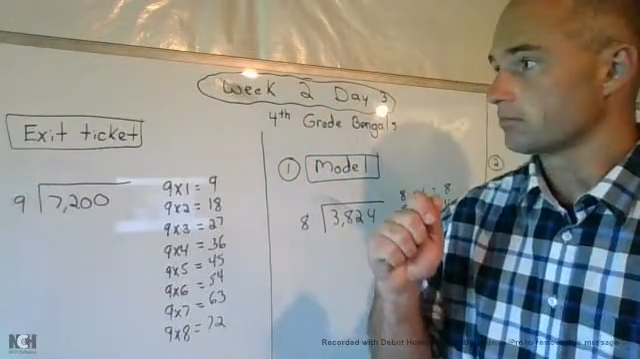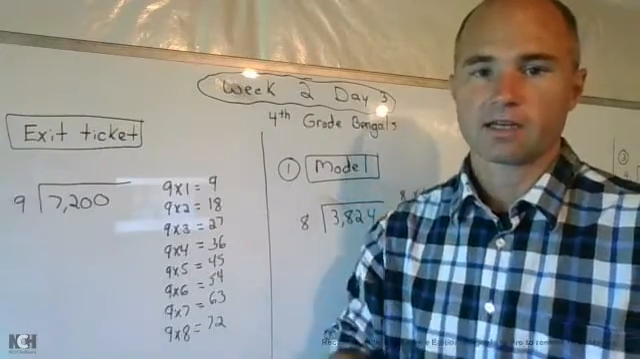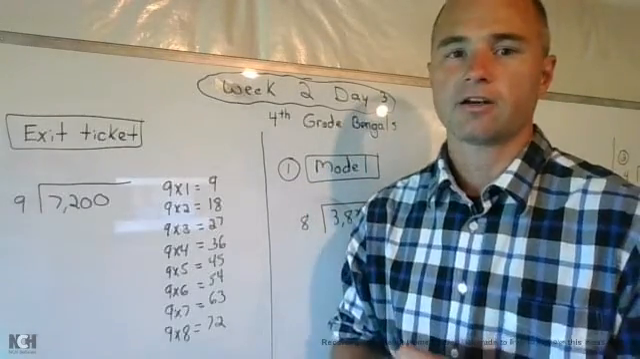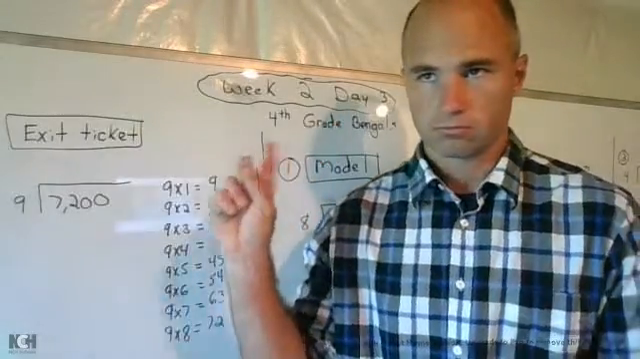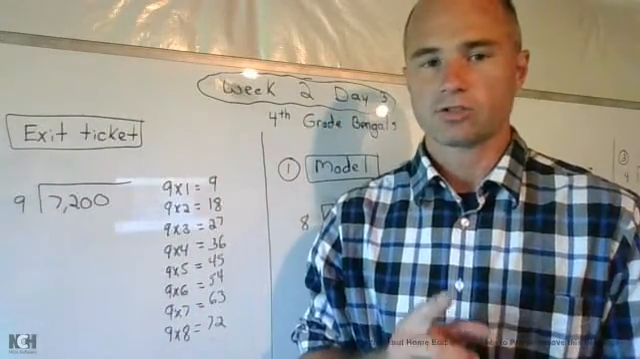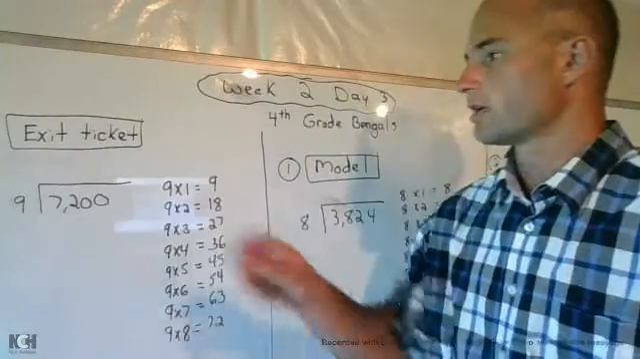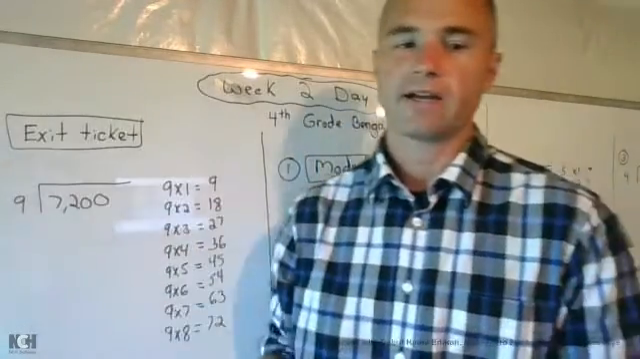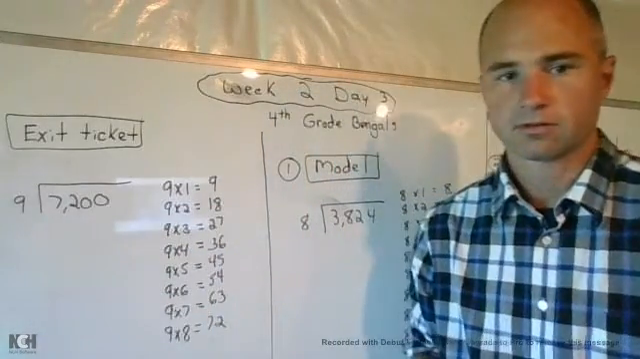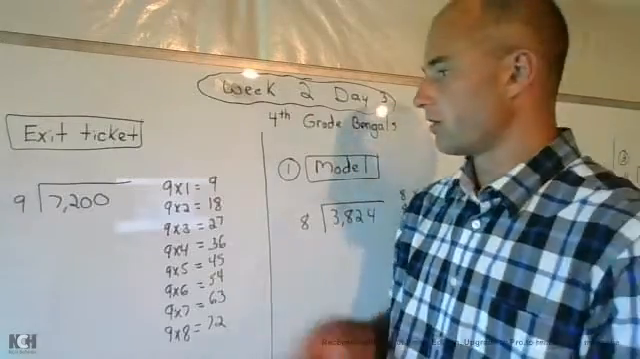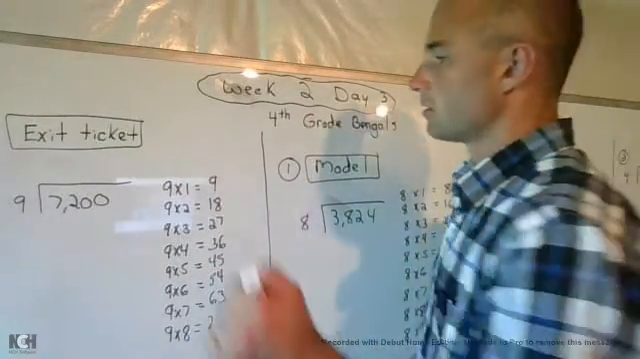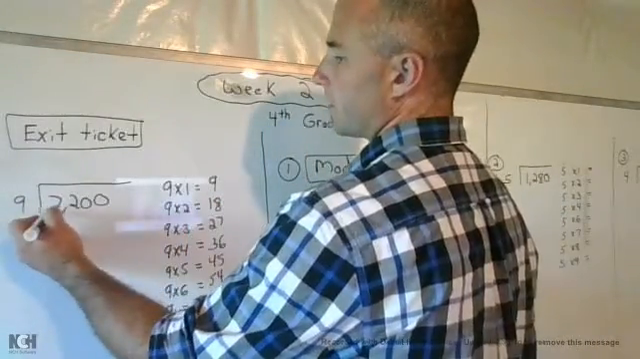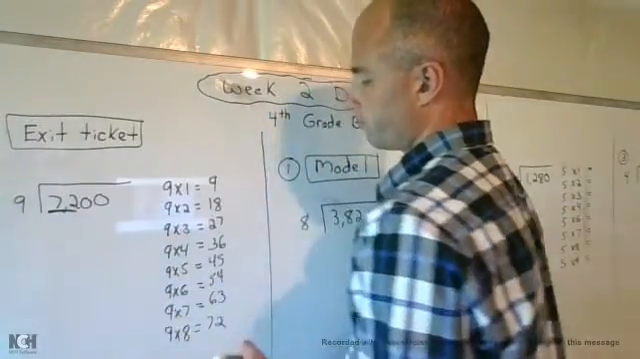So, let's get a head start on our exit ticket today, which was yesterday's exit ticket. 7,200 divided by 9. I'm going to start off, which I've already done, with writing down my 9 times tables. So I'm going to see how many 9s go into 72.